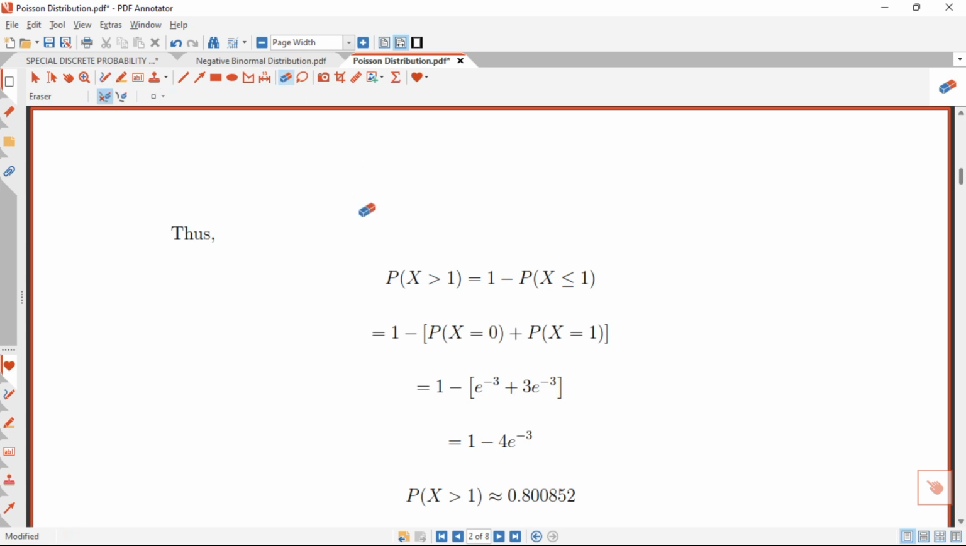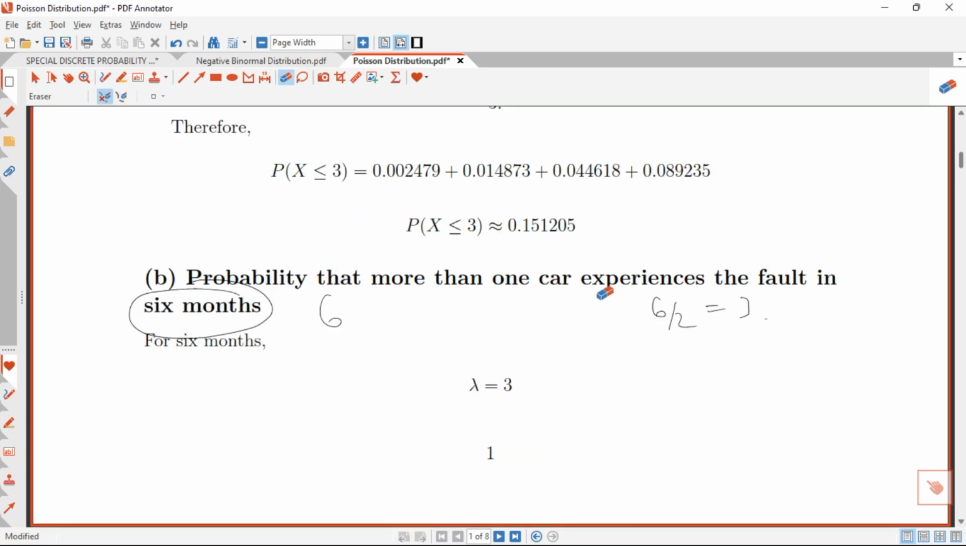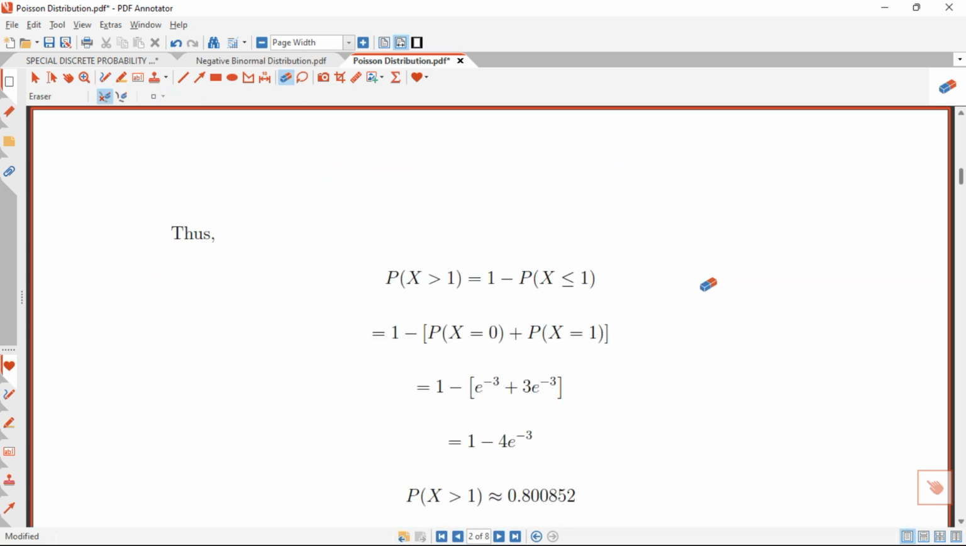And then the question says we should find the probability that more than 1 car experiences the fault. More than 1 car means the probability that x is greater than 1, which can be written as 1 minus the probability that x is less than or equal to 1. So we have the formula, mu raised to the power x, e raised to the power negative mu, all over x factorial. You just substitute 0 and 1, and when you punch it on the calculator, you get our final answer.